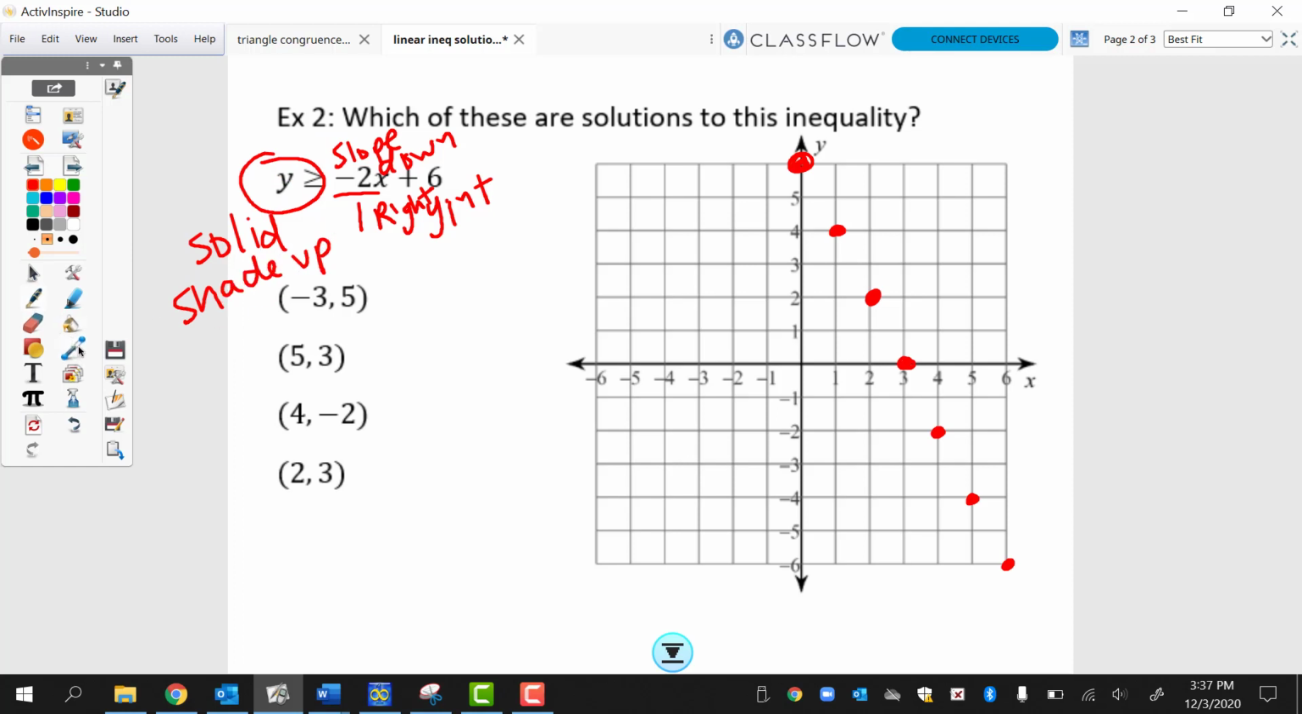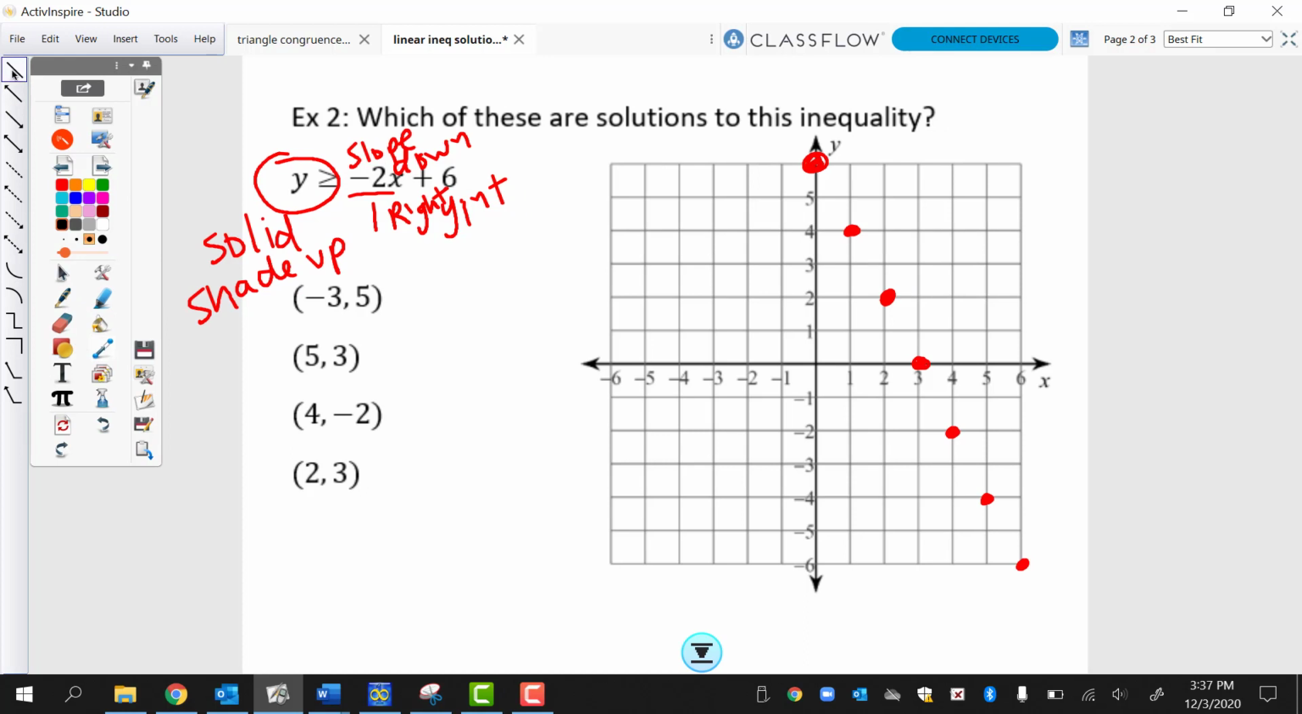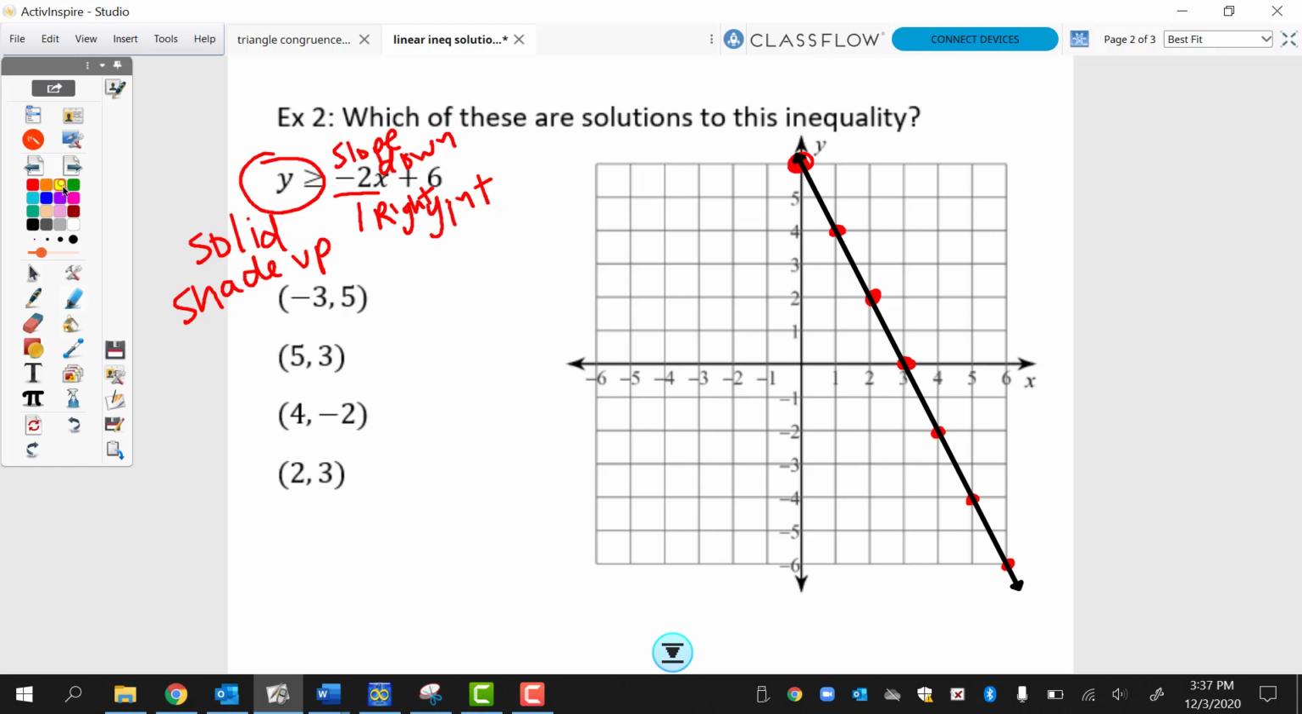So let me get my little line tool over here. And it's on a solid line, so I'm going to connect these points. Beautiful. And I'm going to shade. And we said we're going to shade up. So we start on our y-intercept, we go up. So that means I should be shading over here. Shaded. Okay. Now we do the next part where I got to plot my points and see, are they in the shaded or on a solid?